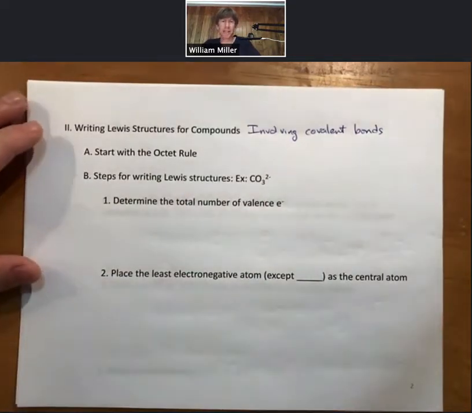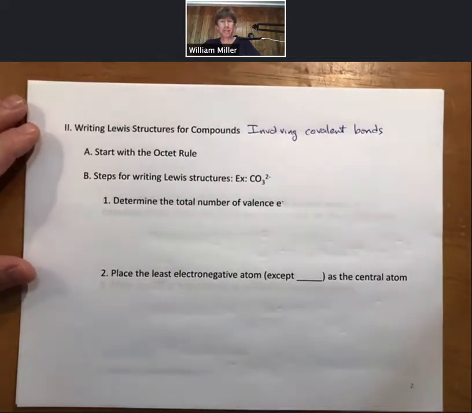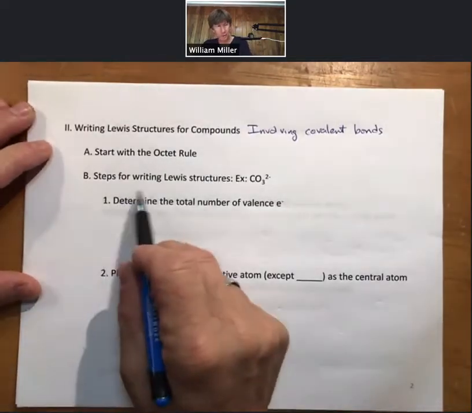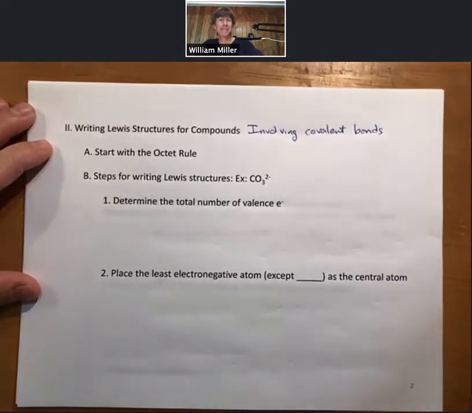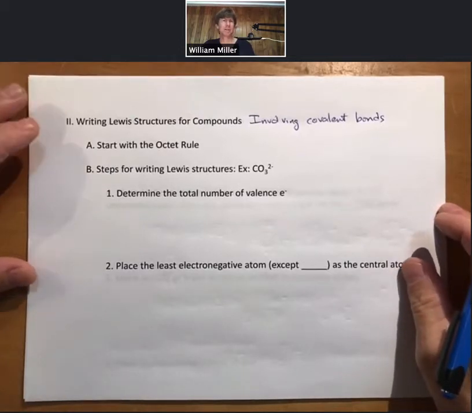So start with the octet rule. That means that we want them to have 8 electrons each. And then steps for writing Lewis structures. These are my steps. So there are other ways of doing this. As long as you get the right answer, there are many ways to do this. But this is how I'm going to do it.